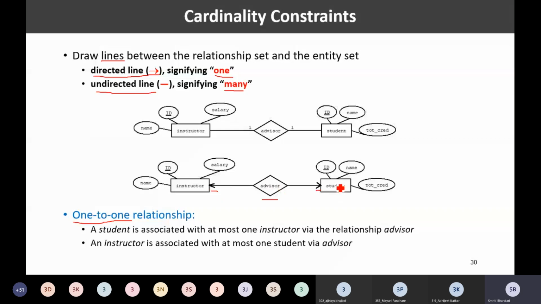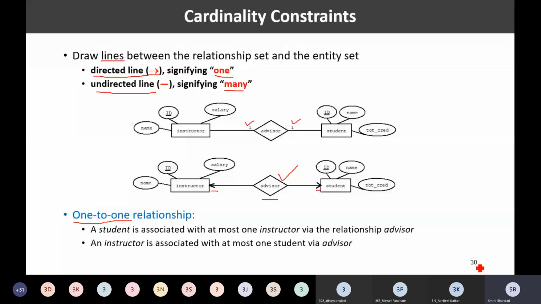Here it is one-to-one, so both sides 1. So we are having these two arrows. These are the directed lines from the relationship to the entity set. Right? So this is how we can denote one-to-one relationship. The other notation to denote one-to-one relationship is like this. Along with this relationship, we may depict here the number 1, 1. So this also indicates that this advisor relationship is one-to-one.